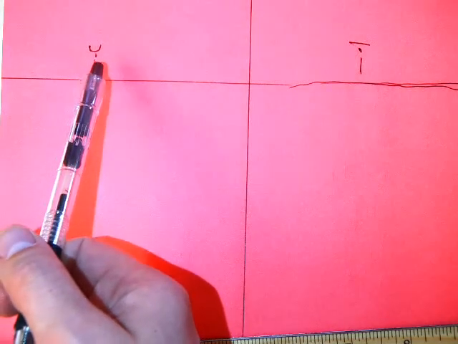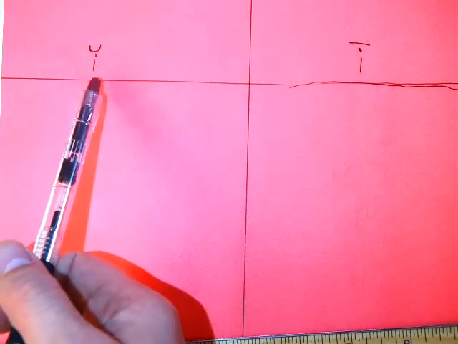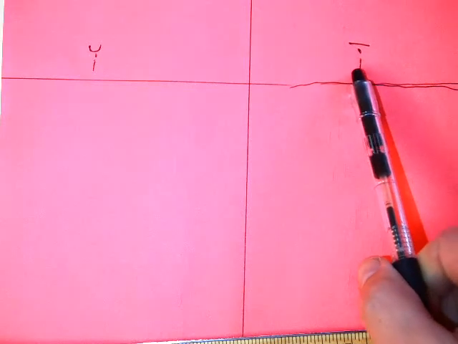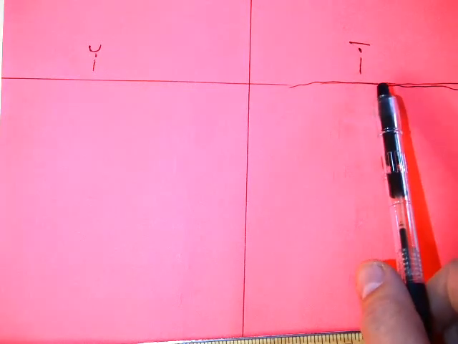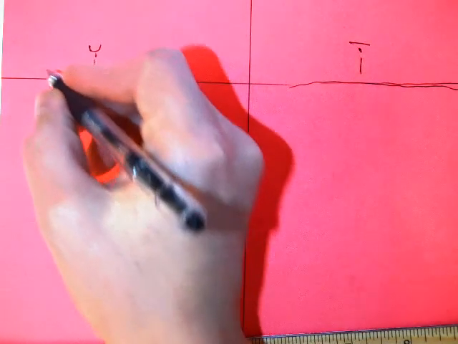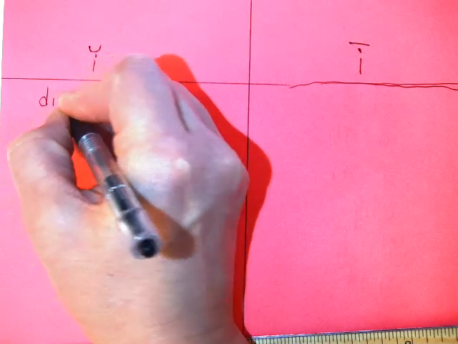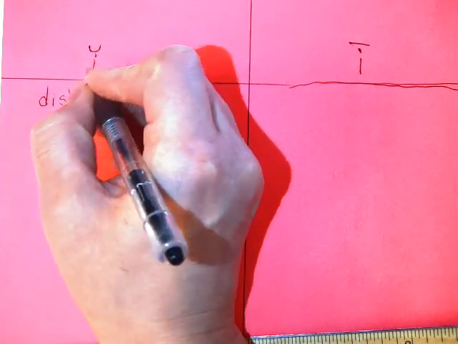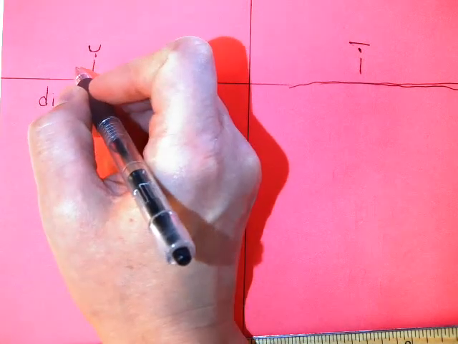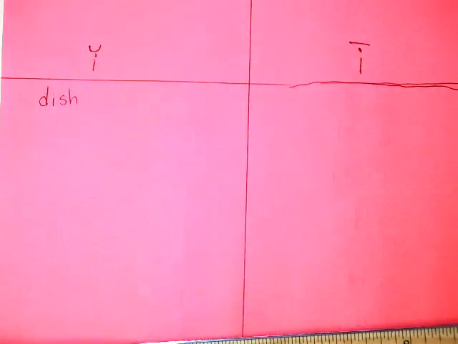Your first word is dish. Dish. Remember, this sound is I. If you hear I in dish, then you should write it here. I'm going to give you a second to try to write it. If you write it here, you are correct. I, dish.